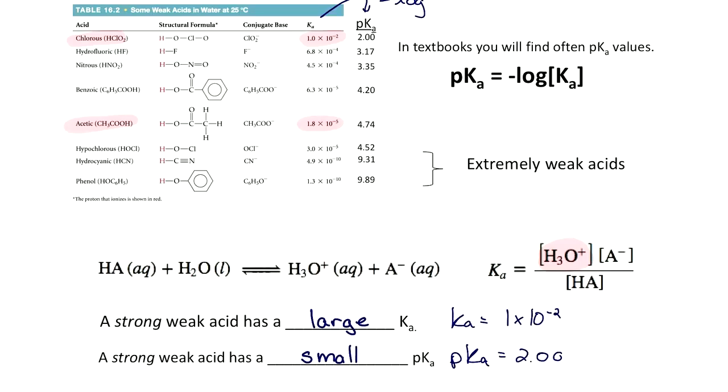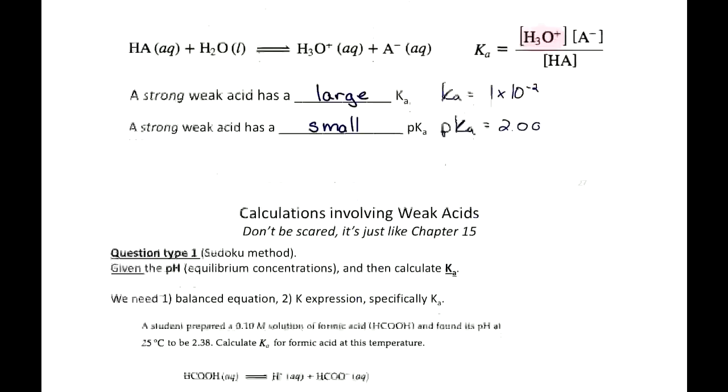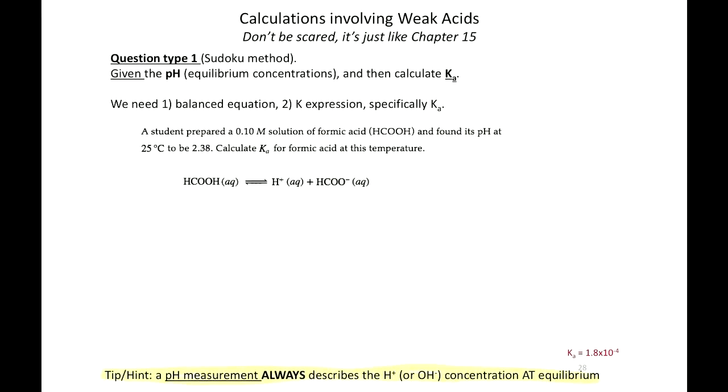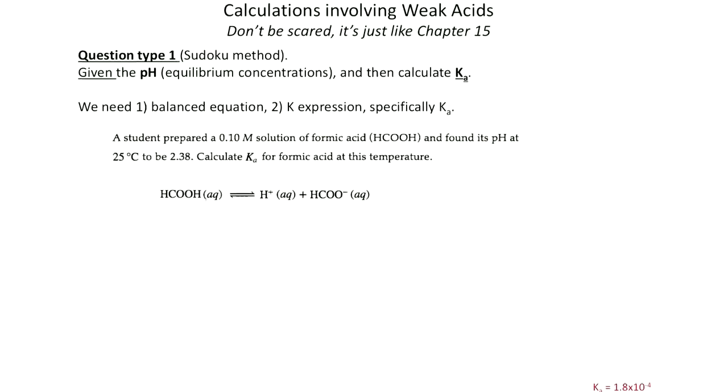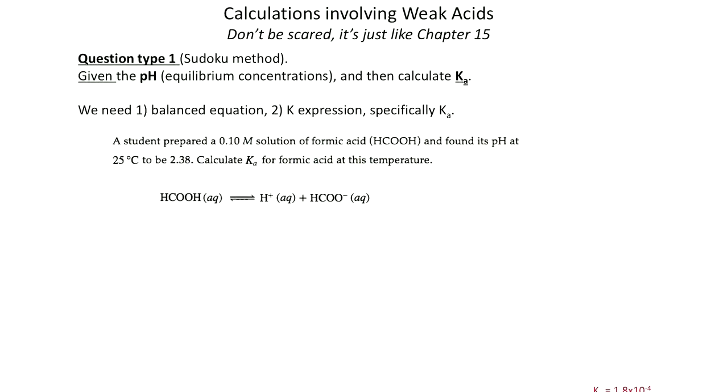So how we use Ka values. Let's do a calculation involving a weak acid. But don't be scared. It's just like chapter 15. It's literally no different. It's just for an acid. There are 2 ways I can ask you ice table questions. The first way is the Sudoku method. Do you have to use the quadratic formula? No, you don't. I give you initial concentrations, and I give you a hint at the equilibrium line, and that hint allows you to fill in the rest. Then you can calculate K, and that's what this first question is.